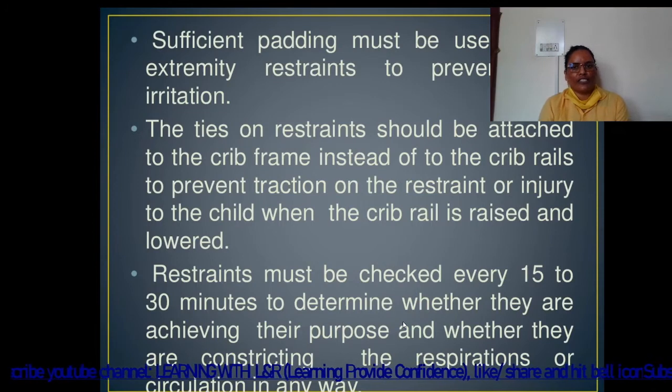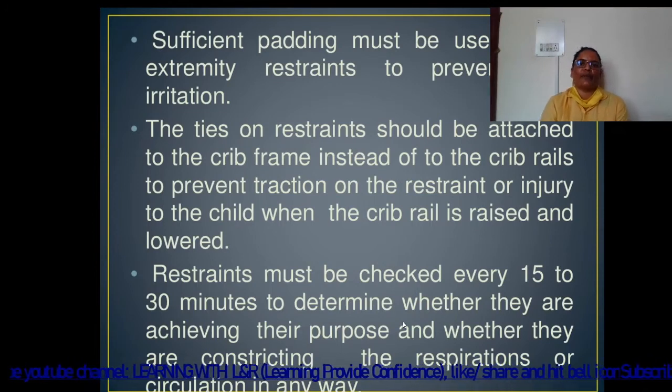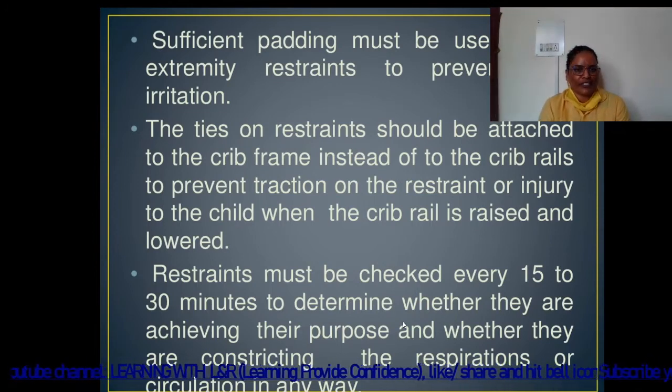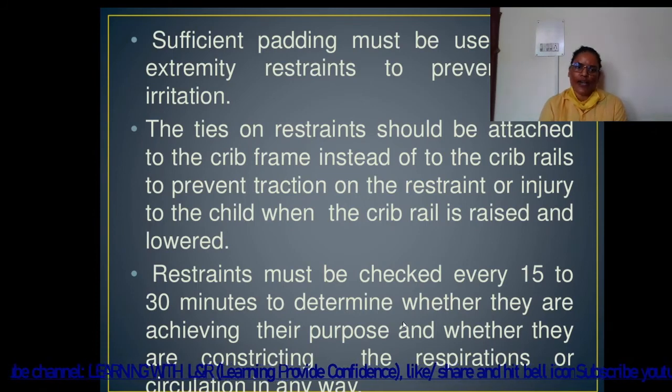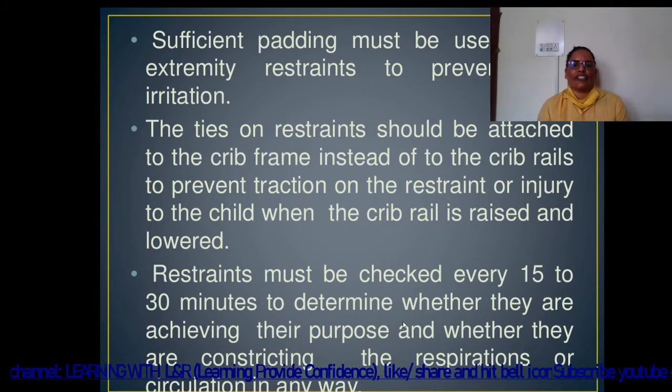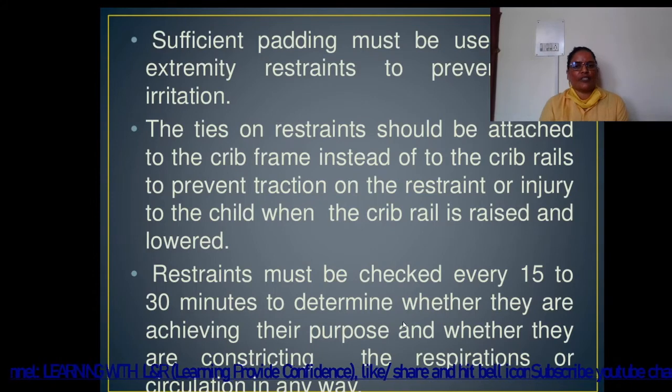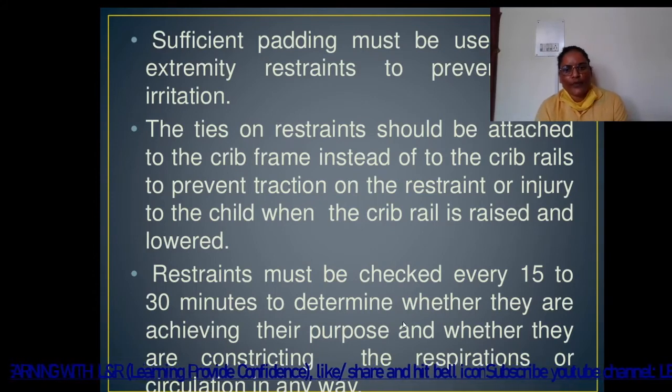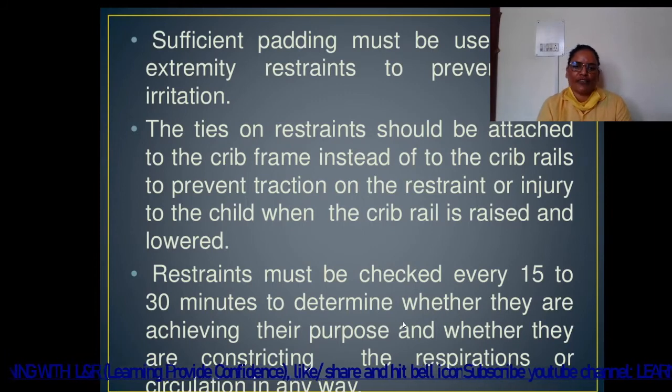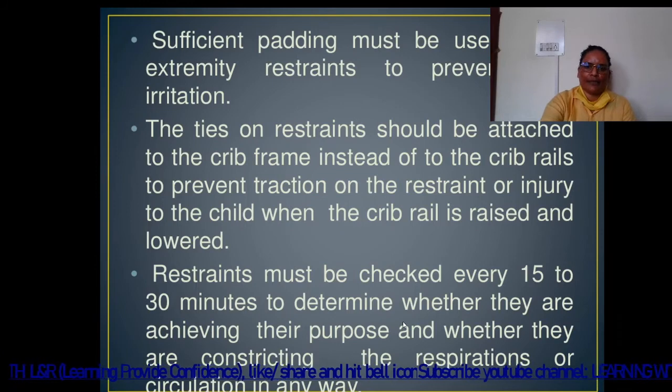The ties on restraints should be attached to the crib frame instead of to the crib rails to prevent traction on the restraints or injury to the child when the crib rail is raised and lowered. Restraints must be checked every 15 to 30 minutes to determine whether they are achieving their purpose and whether they are constricting the respirations or circulation in any way.